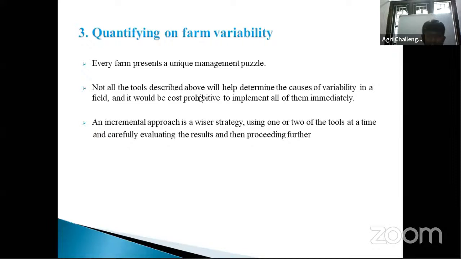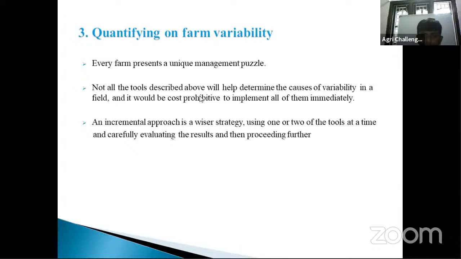Not all the tools described above will help determine the causes of variability in a field. It does not mean one farmer must have all these tools. Not all tools are helpful to measure individual farm variability; some are suitable for some aspects. Then there is the cost. That is why we quantify variability using some tools, to reduce the cost. It would be cost prohibitive to implement all of them immediately.